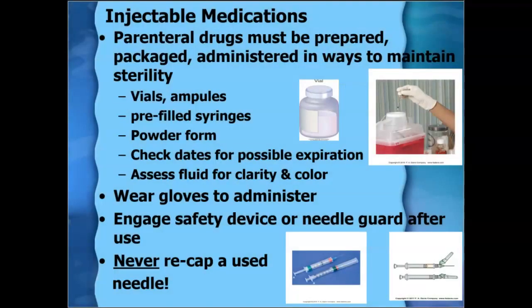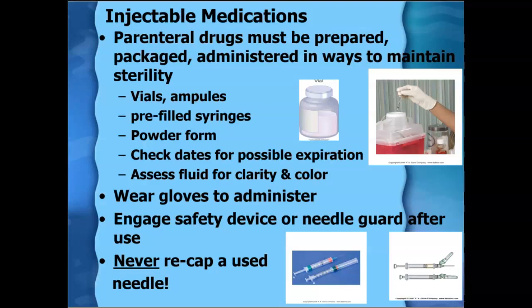Okay, so here we have our injectable medications. Parenteral drugs must be prepared, packaged, and administered in ways to protect and maintain sterility. So we have vials or ampules. We have pre-filled syringes. They may come in a powdered form in a syringe. You're always going to check for expiration dates, and you're always going to look at the substance and make sure that it looks safe.